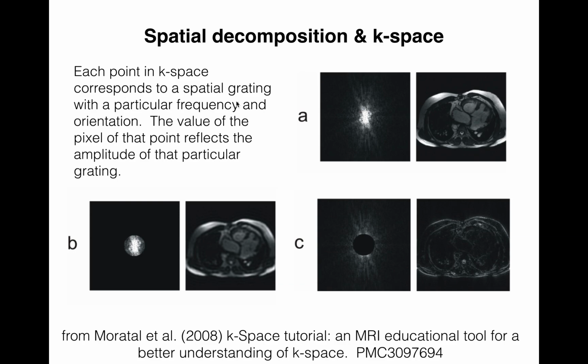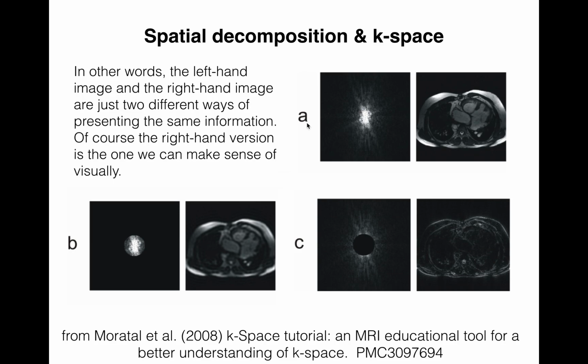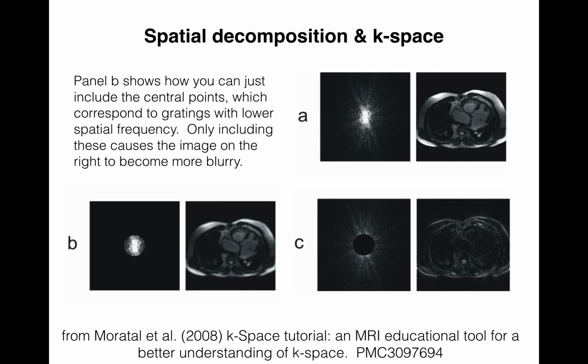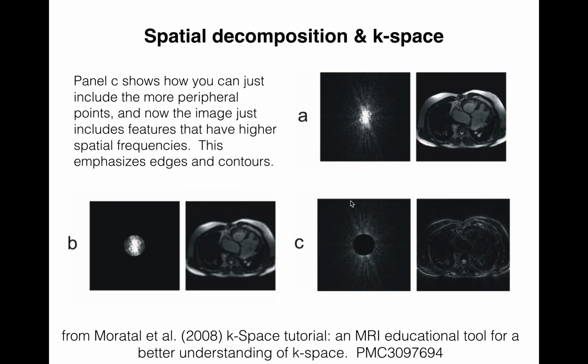So just to recap, each point in this K-space corresponds to a spatial grating with a particular frequency and orientation. The value of the pixel at that point reflects the amplitude of that grating. Right, so the left-hand image and the right-hand image are just two different ways of presenting the same information. But we can't just look at the left-hand one and tell that it's a heart, but it is. So, like I said, panel B just cuts out the high frequency stuff, leaving you the fuzzy low frequency stuff. Panel C cuts out the low frequency stuff, leaving you with the sharp high frequency stuff.